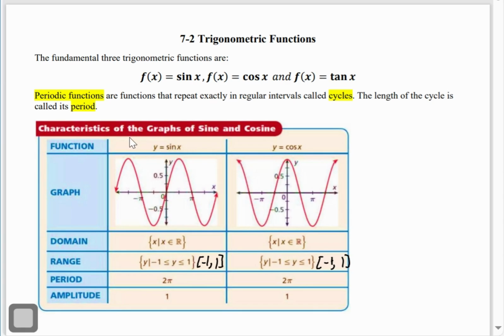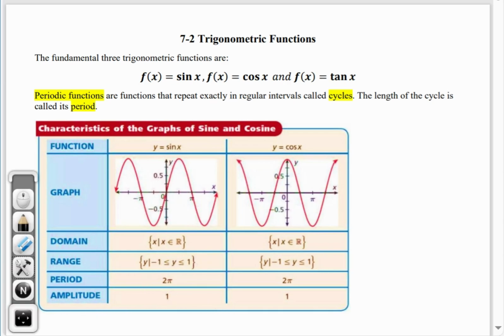So the period of a simple sine is 2 pi, and the period of a simple cosine is also 2 pi, and it will change according to this angle. If we have different numbers here like 2, 3 or pi, it will change the period. And the amplitude for both of them is 1. We have amplitude here which is 1, and amplitude here which is 1. If we have 2 here, the amplitude will change to 2.